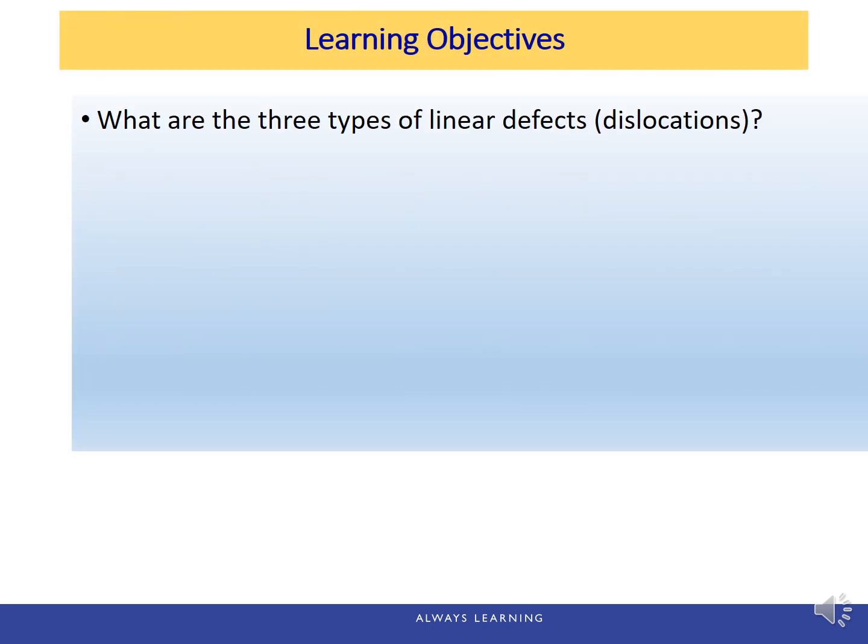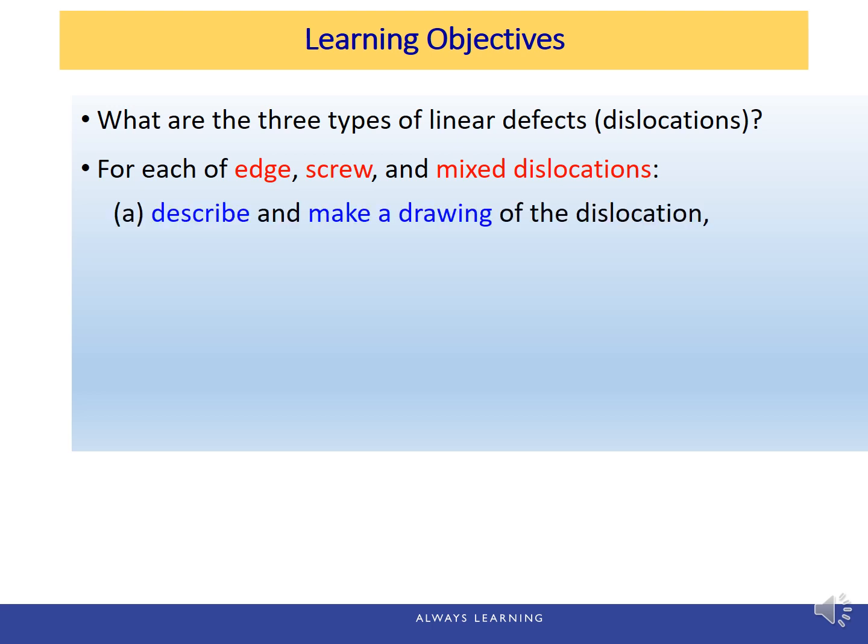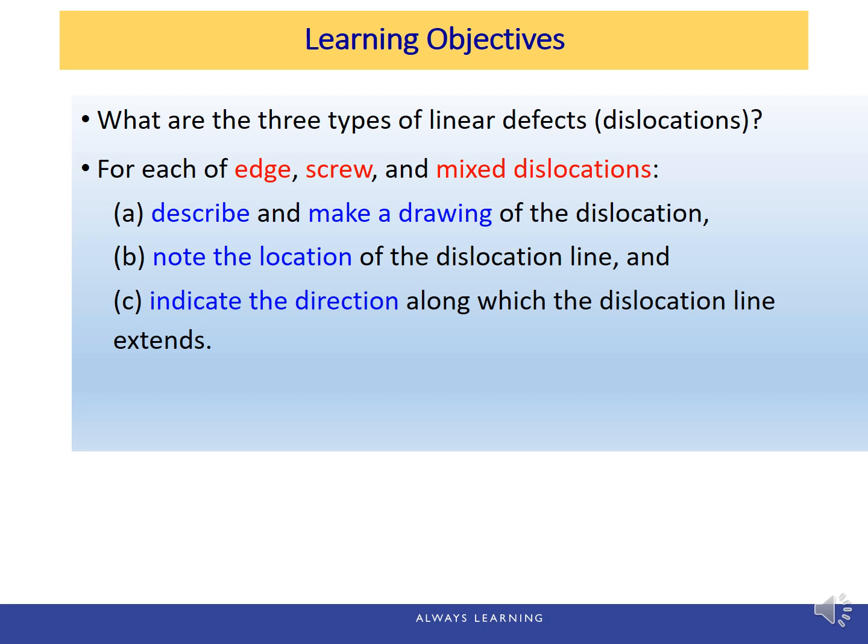In this lecture, we're going to discuss the three different types of linear defects, which we call dislocations. After we have defined the three different types of dislocations, the edge dislocation, the screw dislocation, and a mixture of the two, the mixed dislocation, we should be able to describe and make a drawing of the dislocations, note the location of the dislocation line, and indicate the direction along which the dislocation line extends.